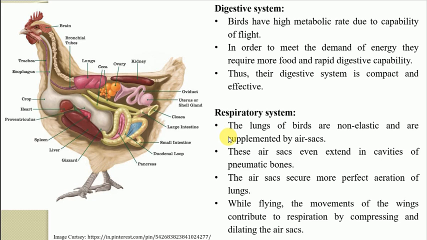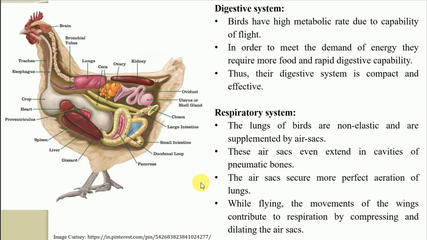This helps regulate body temperature, because the extensive use of the flight muscles causes a rise in temperature, and that temperature can be minimized or controlled with the help of a supply of more air. While flying, the movement of the wings contributes to respiration by compressing and dilating the air sacs, and thus the bird breathes more easily in flight than at other times.